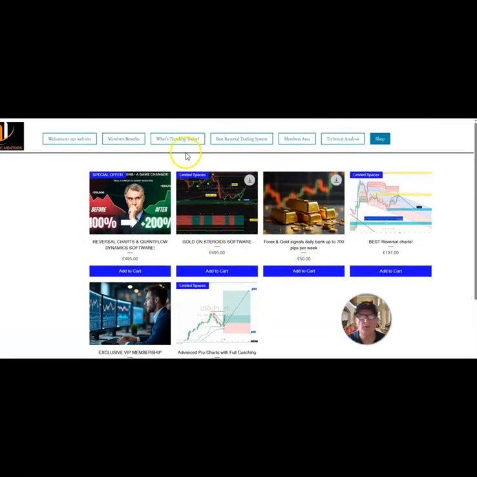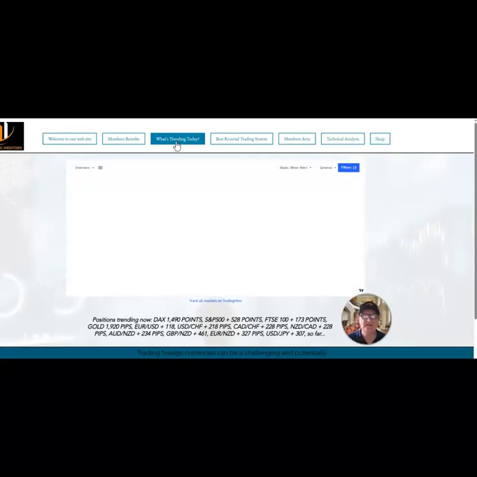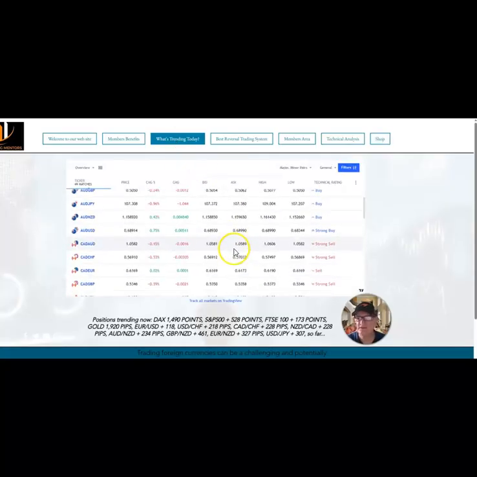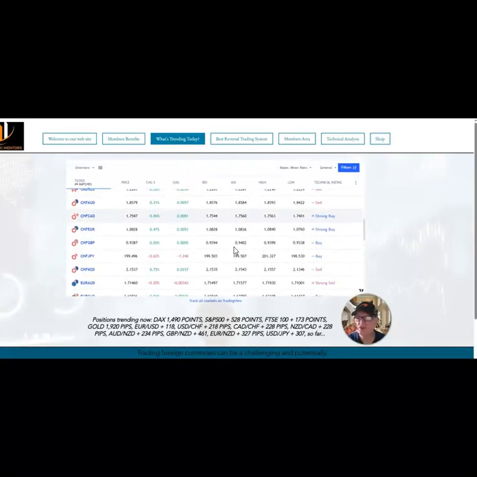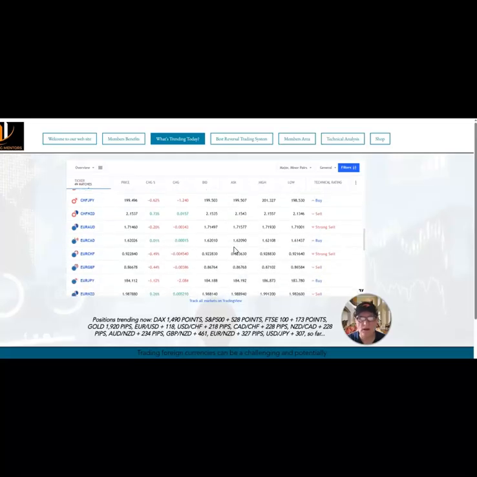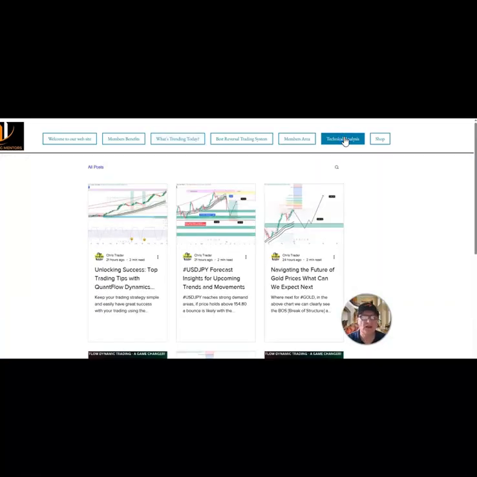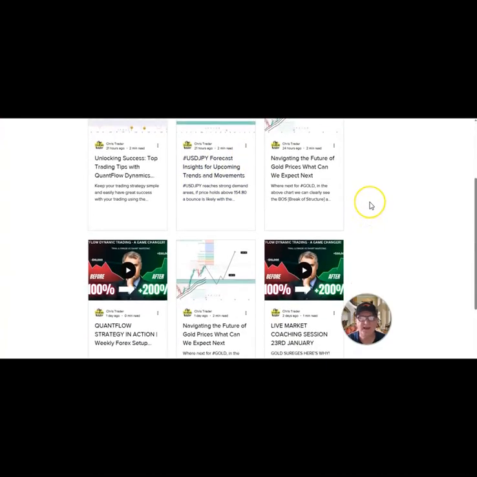If you go around the website, there's lots of free stuff. We can see what's trending when it's live. It's the weekend now. We can see where the strong buys and sells are before you even open up the chart. Technical analysis we have, of course. So I've covered this, the 2-hour chart, and also there's a predicted forecast for US yen and where gold is going to next, blah blah blah.